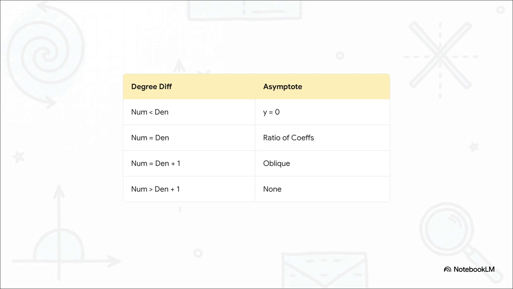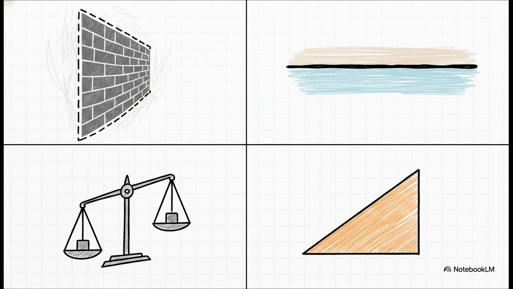Now, if the numerator is exactly 1 degree higher than the denominator, you perform Euclidean division, and the quotient is your oblique asymptote. And finally, if the numerator is more than 1 degree higher, you have no linear asymptote at all. Let's lock this survival guide into your memory with some rapid-fire bullet points.